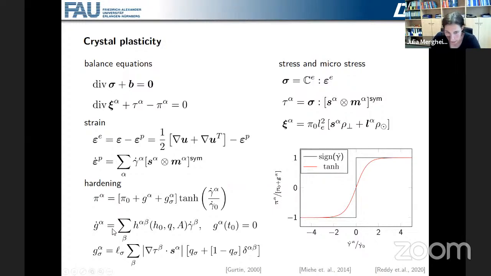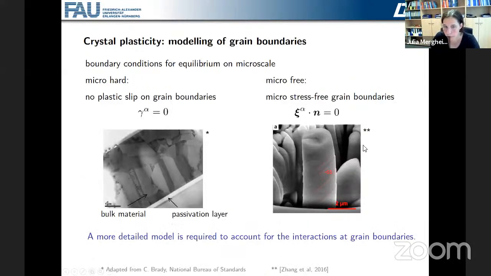We introduce hardening. So the standard hardening here given by G alpha depends on the plastic slips. And we can introduce the self and latent hardening. And furthermore, we introduce some hardening factor here, which depends on the gradient of the Schmid stresses. So we will see later that this enables us to model the Hall-Petch effect so that we get a larger yield stress for smaller grains.